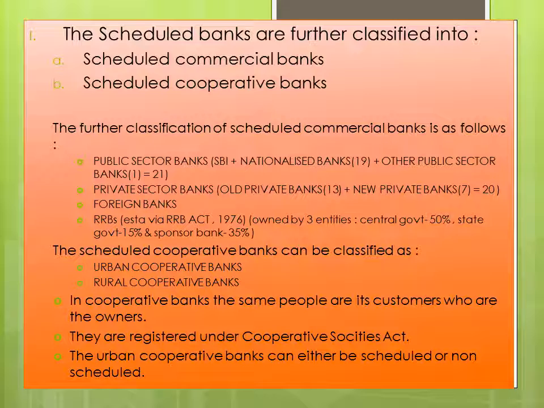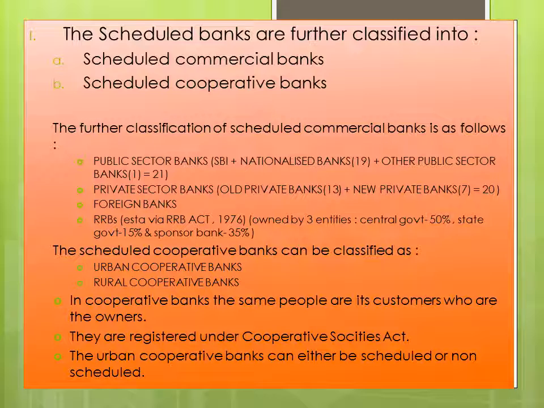The RRBs, that is the regional rural banks, were established via the RRB Act of 1976. They are owned by three different entities. There is the central government having a 50% stake in it, the state government with a 15% stake, and the sponsor bank which has a 35% stake in it. The RRBs don't have to maintain the statutory preemptions given by the RBI. That is, they don't have to maintain the CRR and the SLR ratios with the RBI.